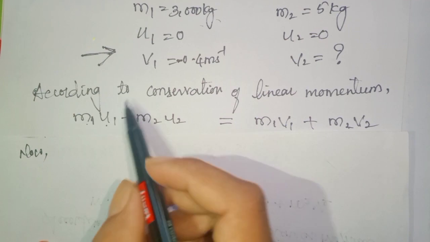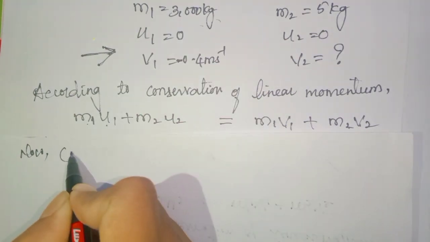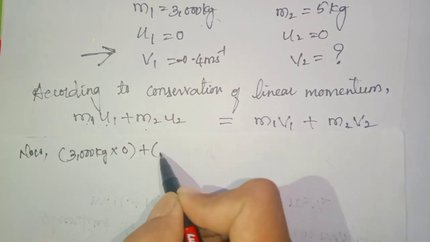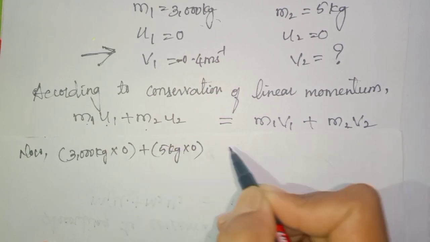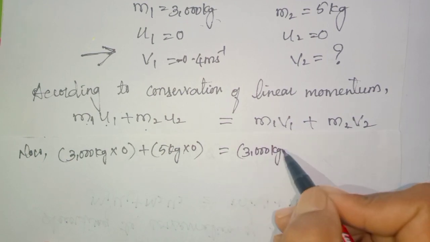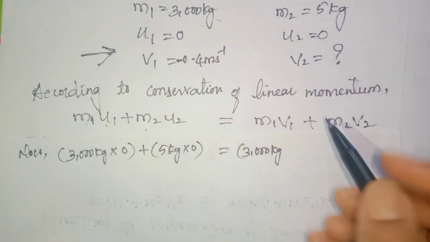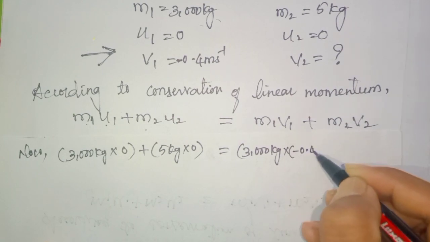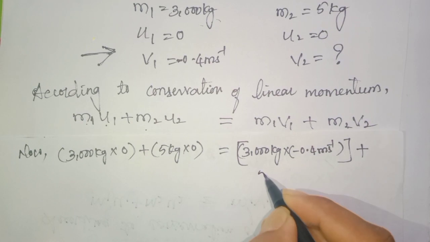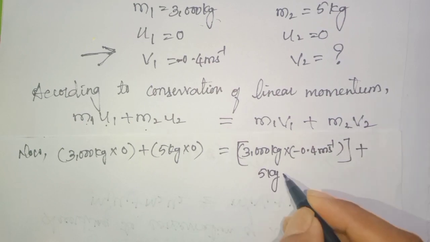So we will substitute now. M1, what is M1? 3000 kg. 3000 kg into U1 is 0 plus M2 is 5 kg into U2 is 0, which is equal to M1. Again M1 is 3000 kg. V1 is what? V1 is minus 0.4 meter per second. Okay, now so I'll write it in a square bracket. What is M2? M2 is 5 kg. V2 we have to calculate, so I'll write V2.